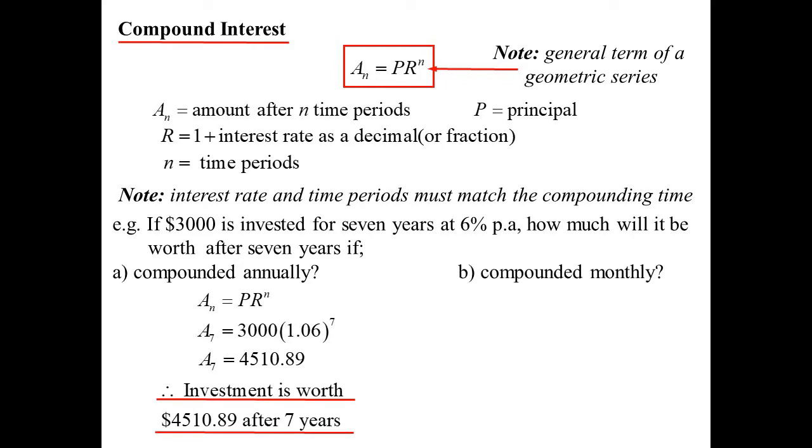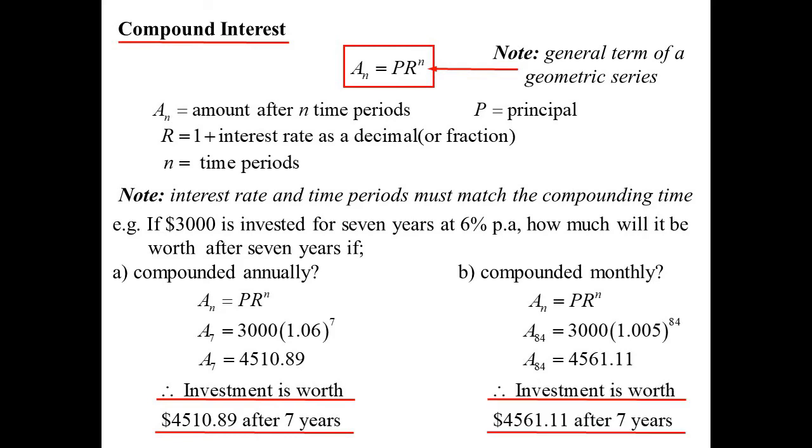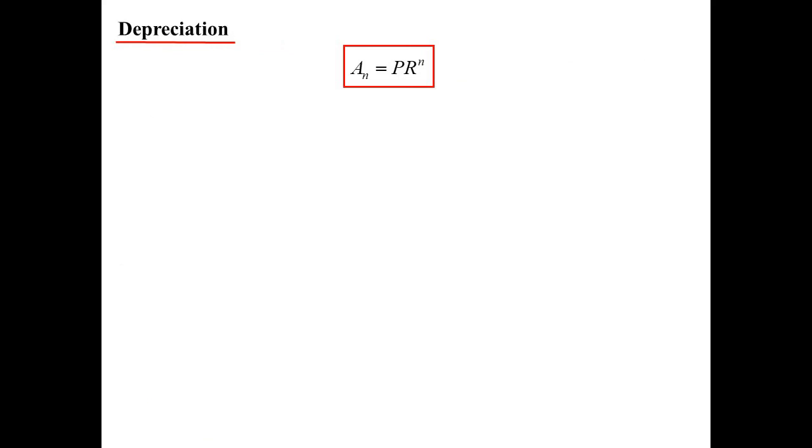But just say we compounded monthly instead of annually. What would happen? Well, I've now got to change the interest rate to be per month. So we get 1.005 and it'll be 84 months and, oh, it's another $50 after 7 years.